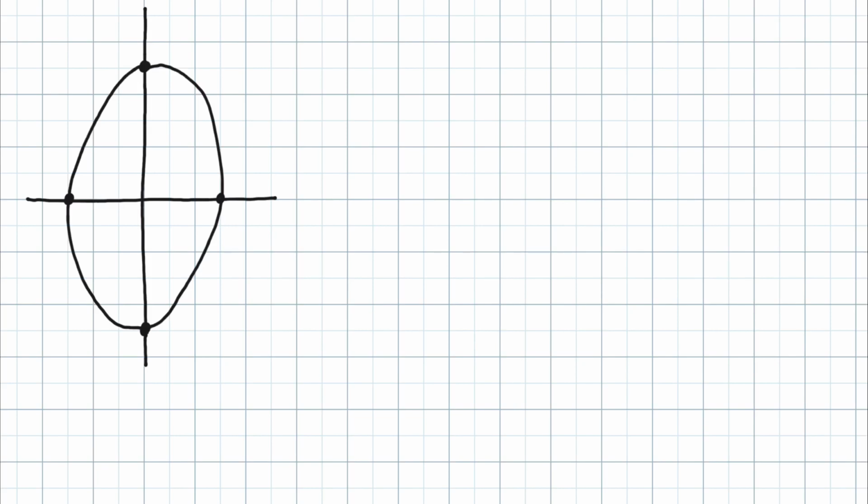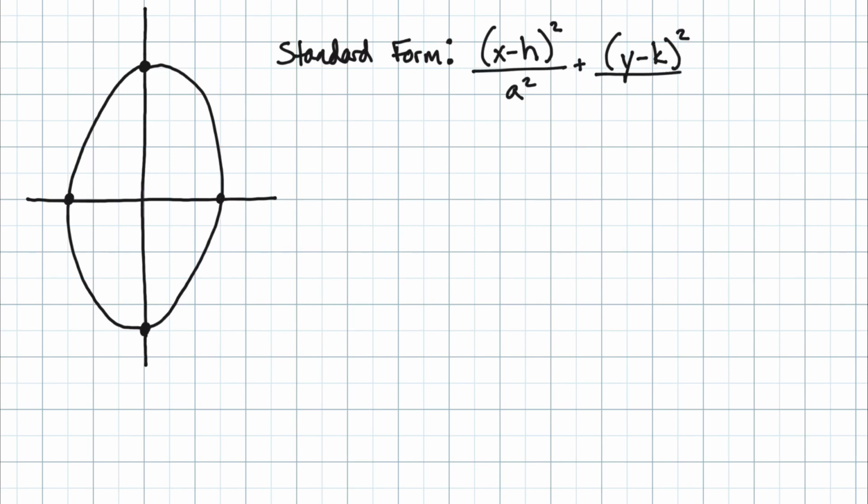Okay, here's what we got going on. Here is your standard form of an ellipse. We got x minus h quantity squared over a squared plus y minus k quantity squared over b squared equals 1 every single time. That's our standard form. Now let's define what all of this looks like. If I come here to the center, that center is going to be the coordinate (h, k).